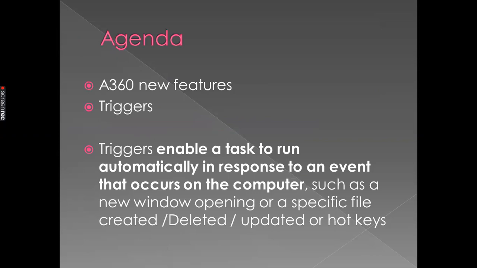Let's suppose you want to perform an event, whenever the input file occurred, or whenever the input file is modified or updated, whenever the window is open or closed, or if you want to pass a hotkey to run the bot on an ad hoc basis, we can use the triggers. So triggers enable a task to run automatically in response to an event that occurs on your local computer system. Let's see what is Windows trigger with the help of an example.